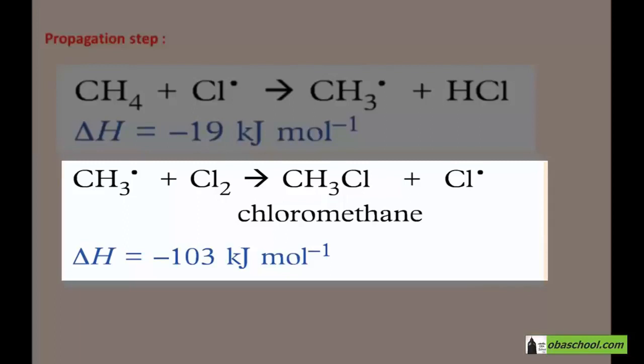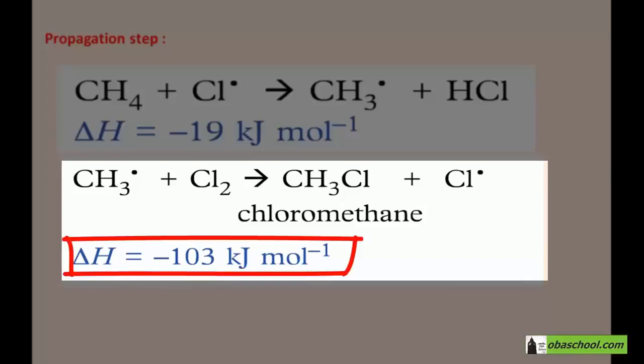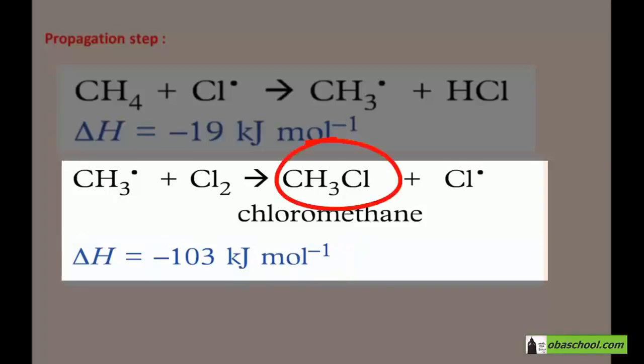So again, the CH3 radical took one Cl atom and thus we have a Cl radical. So when a radical reacts with a molecule, it will take one of its atoms. Delta H is also negative, so this is an exothermic process. The name of this compound is chloromethane. So in the substitution reaction, a hydrogen atom was substituted with a Cl atom to produce chloromethane.